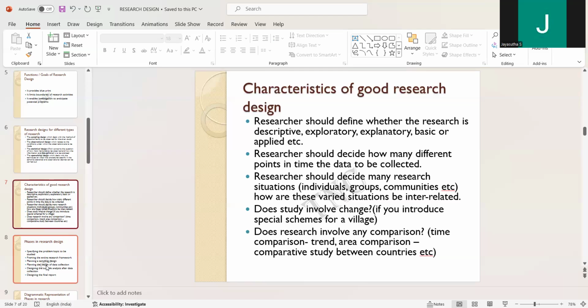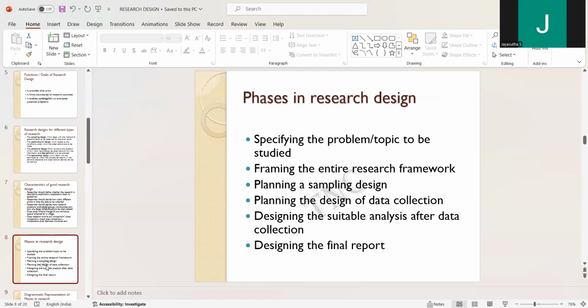Does the study involve change, such as introducing special schemes for any village? Does the research involve any comparison? Is it a comparative study or a correlation? Before that, we have to finalize the problem. The research design specifies the problem, that is, the topic that should be studied. That means the topic we have to finalize before following the research design.